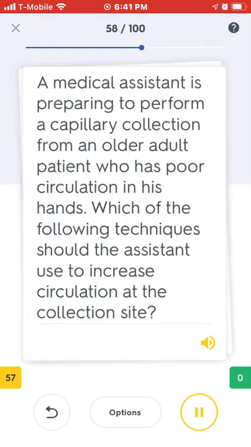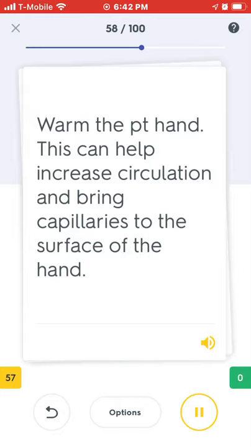A medical assistant is preparing to perform a capillary collection from an older adult patient who has poor circulation in his hands. Which of the following techniques should the assistant use to increase circulation at the collection site? Warm the patient's hand. This can help increase circulation and bring capillaries to the surface of the hand.